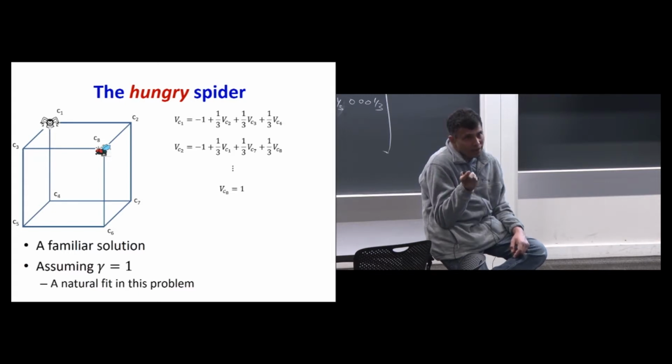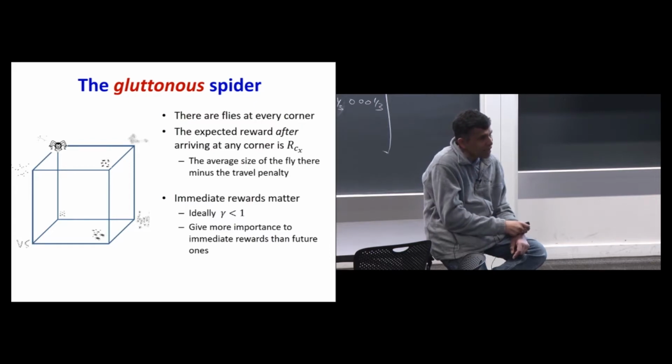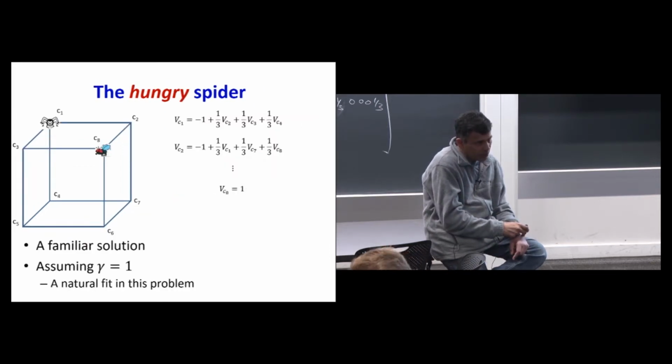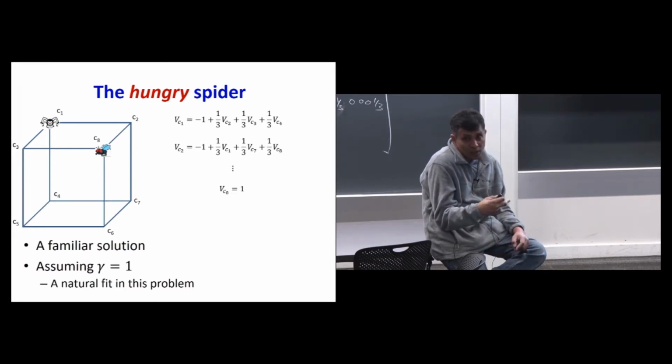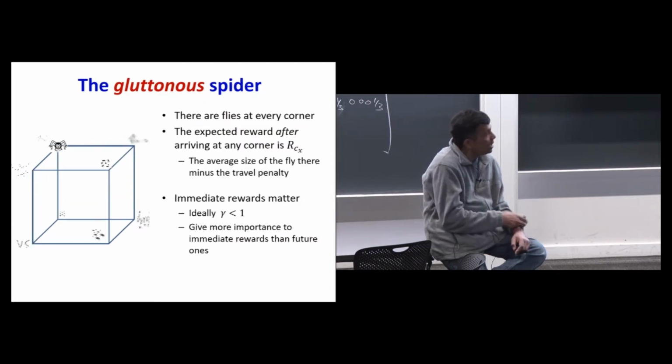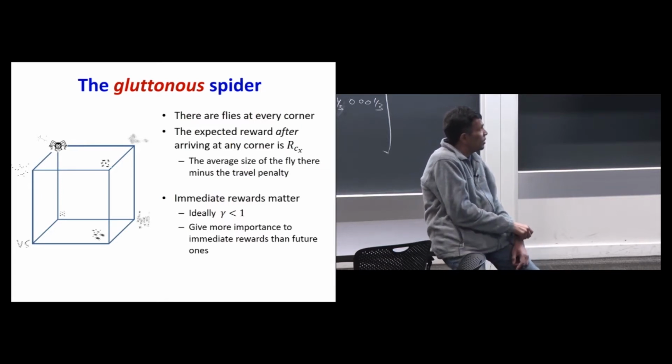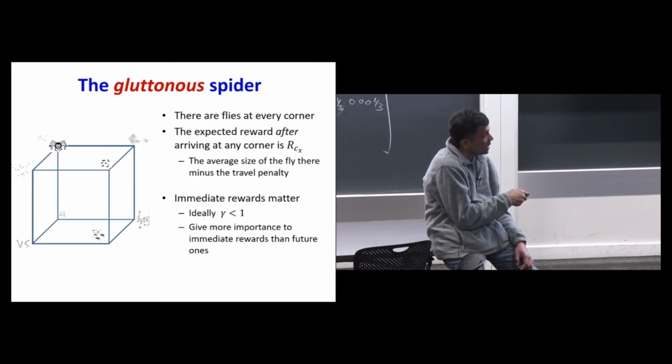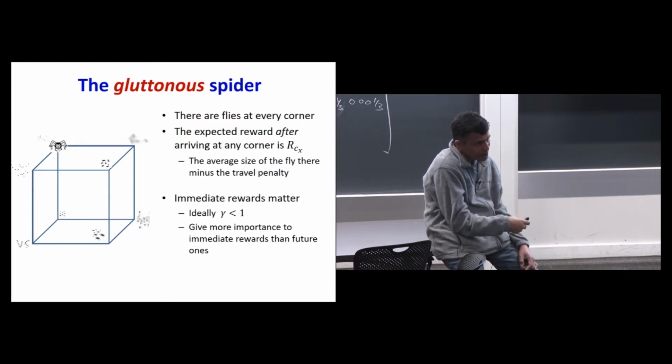But let's say I have, instead of just this one fly, which is just sitting there, which I'm eventually going to get to anyway, now I have to begin worrying about discount factors and such, because there are negative costs and positive costs. Now, let's say I have this setting. There are flies at every corner. The expected reward after arriving at any corner is some R(CX), where CX is the corner, which is the average size of the fly minus the travel penalty. And let's say immediate rewards matter, because you're a spider, right? You're looking for instant gratification. So in that case, gamma is less than 1, right?